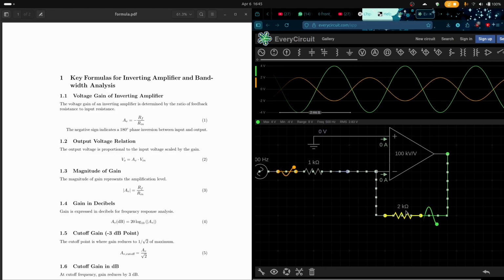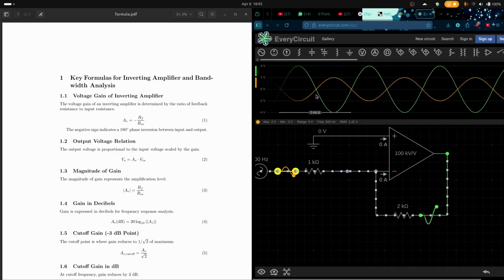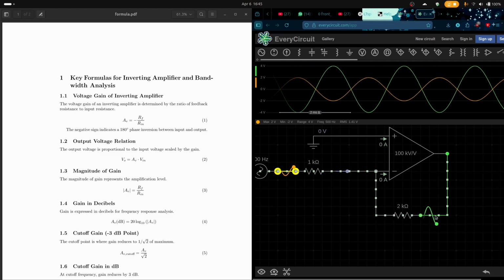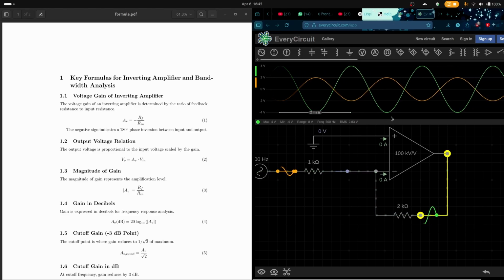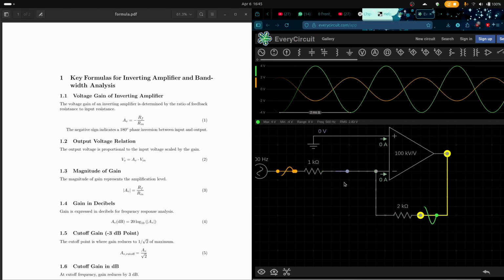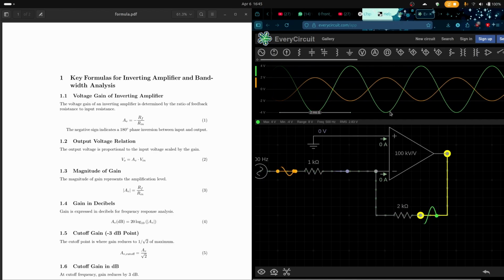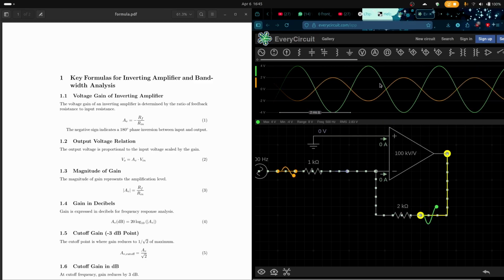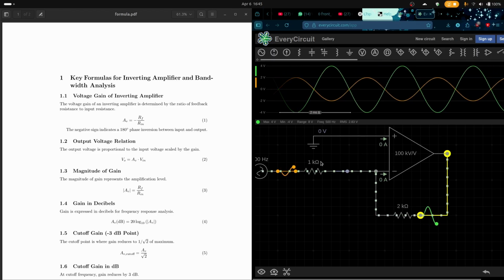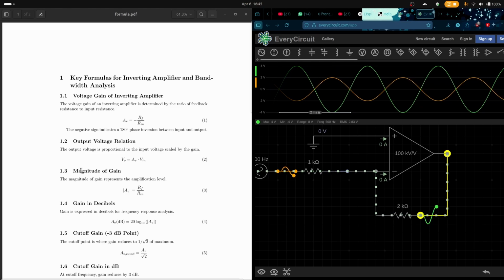Here Rf is 2 kilo ohms, and the input voltage is given by the orange color line, which is 2 volt, and the output voltage is given by the green color line, which is 4 volt. So if you multiply 2 volt with the ratio 2 kilo ohm by 1 kilo ohm, which gives you 2, you get a 4 volt peak, which you can see here. Now, but there is a catch, and let's see that.